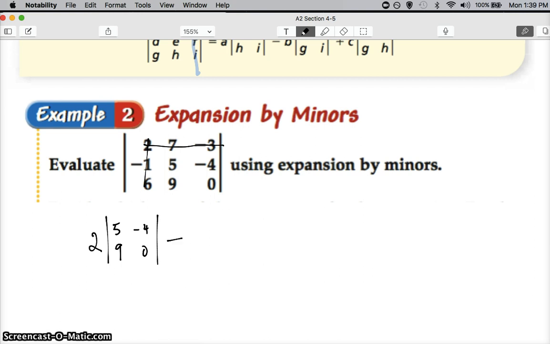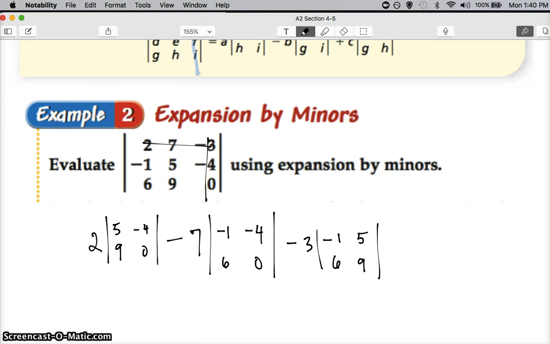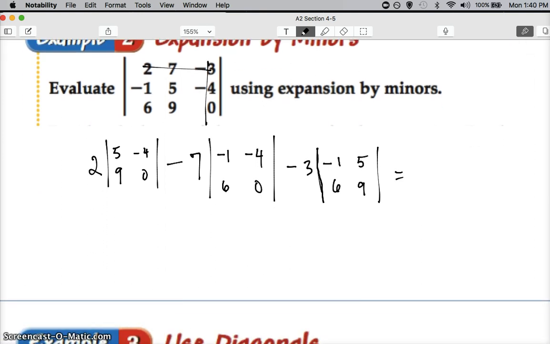And to that I'm going to subtract my B value, the next value, which is 7, and I'm going to cross out the row and column that the 7 belongs to. Inside here I'm looking for the determinant with these element values: negative 1, negative 4, 6, and 0. And finally, we add this last one. This is like our C value, where we're adding a negative 3, so we just leave it at negative 3. You guys with me? Then we multiply it by the determinant that we get from this 2 by 2 matrix. This is how we calculate the expansion by minors.